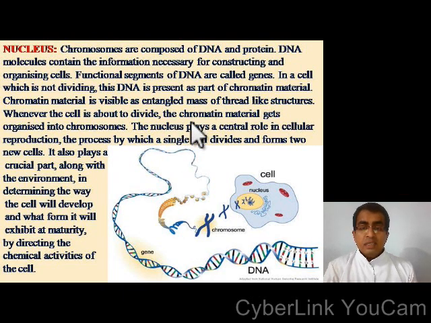In a cell which is not dividing, this DNA is present as part of chromatin material. Chromatin material is visible as an entangled mass of thread-like structures. Whenever the cell is about to divide, the chromatin material gets organized into chromosomes. The nucleus plays a central role in cellular reproduction, the process by which a single cell divides and forms two new cells.